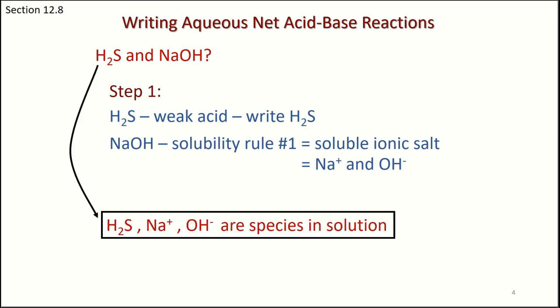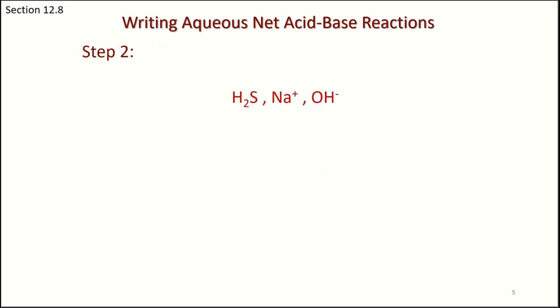Therefore, in solution, we have the hydrosulfuric acid, sodium ion, and hydroxide ion in solution. From this, we can see if we can eliminate any spectator ions. We notice that the sodium ion is not an acid or a base, so this can be eliminated from the reaction because it is a spectator ion. Therefore, with the remaining species, we can determine which will act as the acid and which will act as the base. Hydrosulfuric acid has protons that it can lose, so it will participate as the acid.